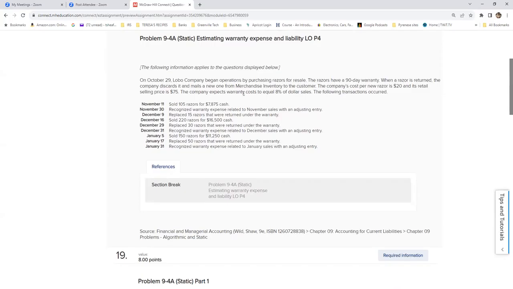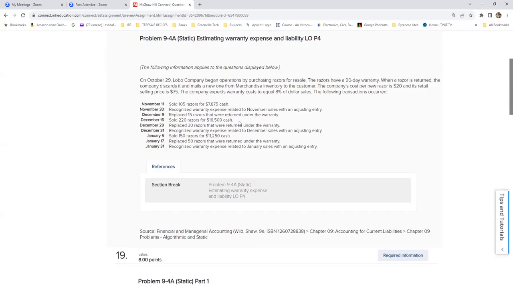I think the cost of the razors doesn't change, if I remember right. But what gets convoluted is you're going to be doing a sale, and then you're going to have to record the warranty, and then record the return under warranty. It gets confusing, and that's why I'm not going through it, because it takes us an hour to step through and explain it. So just take it one step at a time. You'll do fine with it.